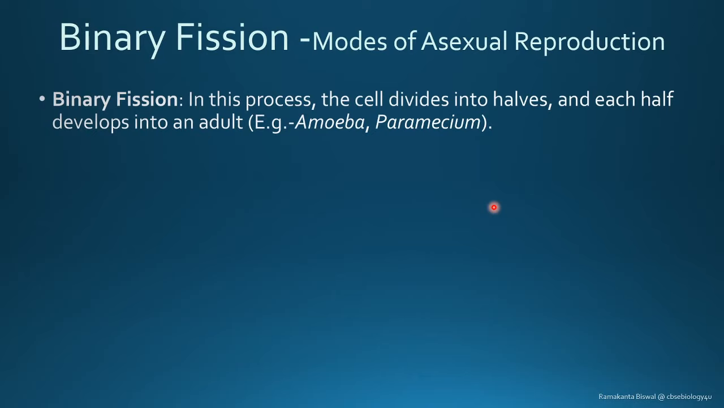Now here you can see that binary fission is one type of mode of reproduction. Binary fission is a process in which the cell divides into halves. Two halves, typically equal halves, and each half develops into an adult. Typically we see this in the case of amoeba and paramecium.